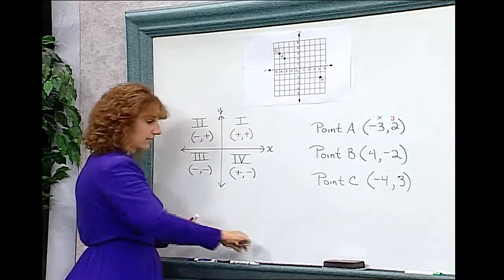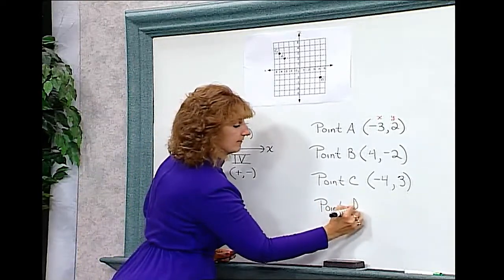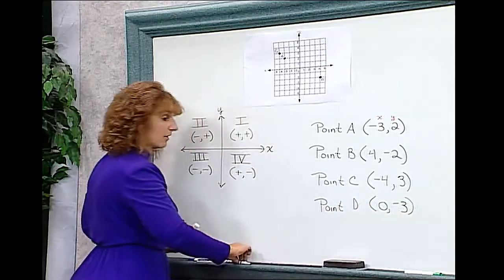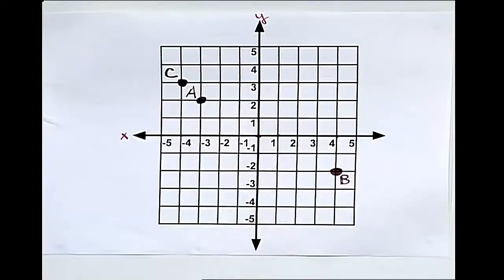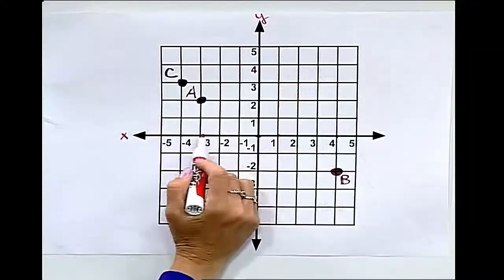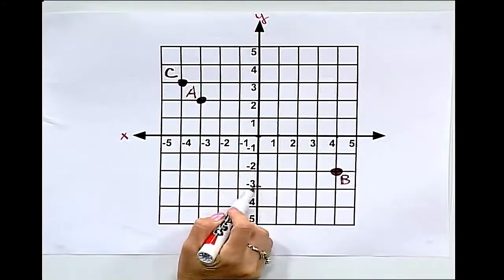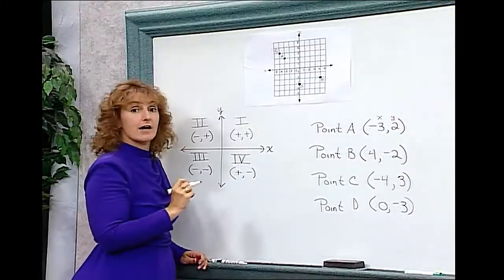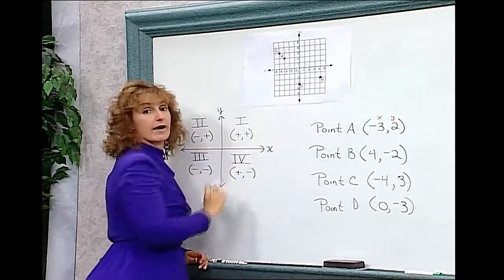I'm going to do one more and make point D at 0, -3. When we plot this, we're going to start at the origin and go nowhere, because we go nowhere on that x-axis. So we don't go right or left at all. We just go down 3. That would be labeled point D, and it's not considered in any of the 4 quadrants. We say it's on the y-axis.